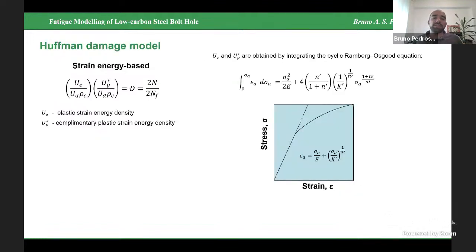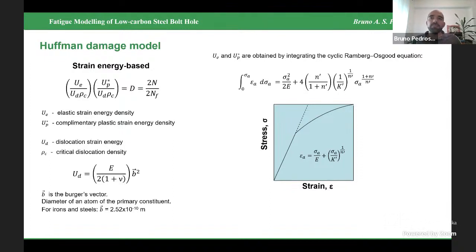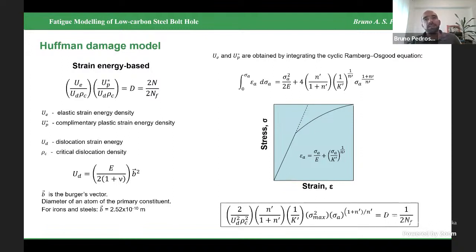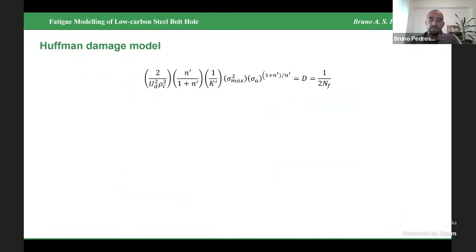The Huffman damage model is a strain energy based damage model, as you see in this equation. The elastic and plastic components of the strain energy density can be obtained by integration of the elastic and plastic components of the cyclic curve of the material, expressed here by the Ramberg-Osgood equation, resulting in this formulation. The denominator is given by the dislocation strain energy and the critical dislocation density. So the original formulation can then be expressed by this new equation. But it's still hard to apply as it is now.